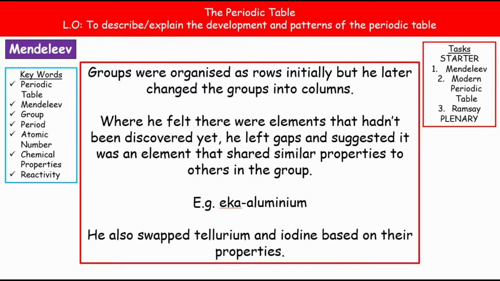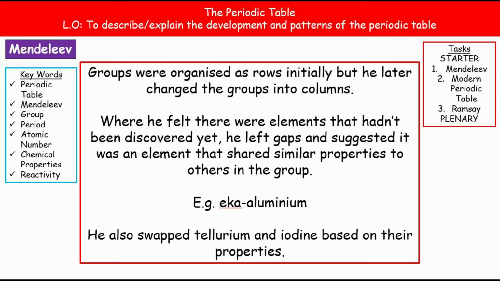And he gave these elements that hadn't been discovered yet names like Eka aluminium. And the other thing he did that was very important was he found that tellurium and iodine didn't really fit based on their atomic weight. So what he decided to do was swap them round. So what he did was he based that on their properties.